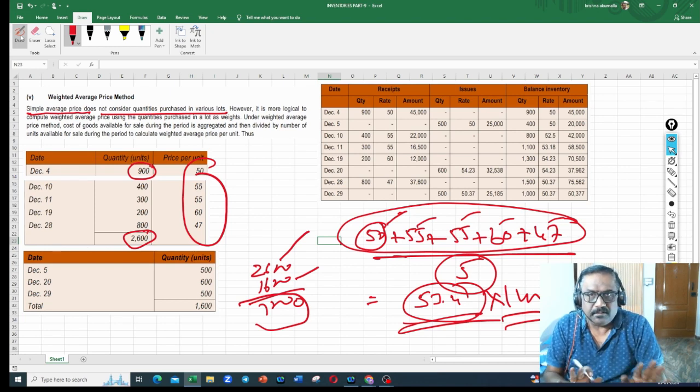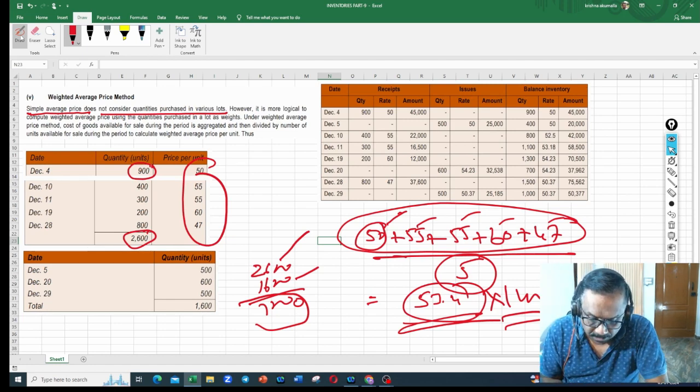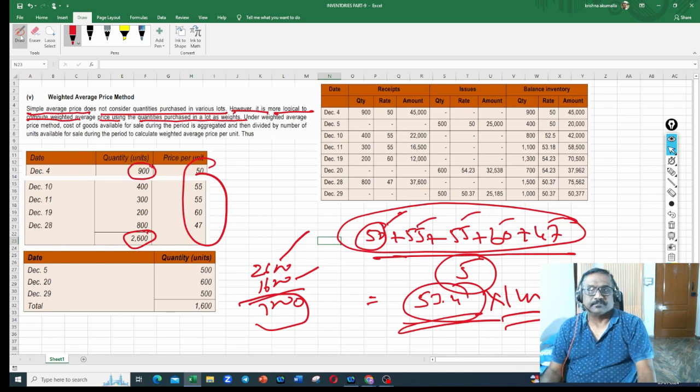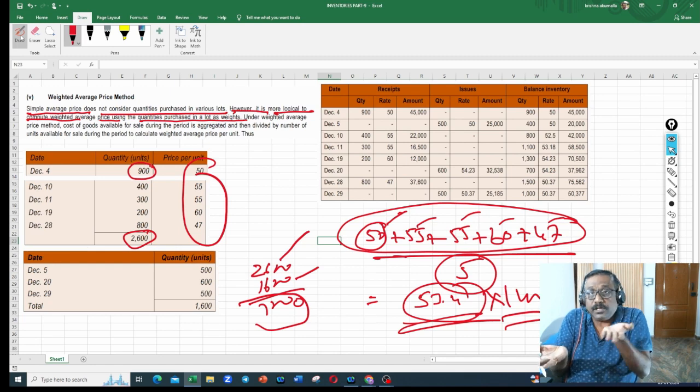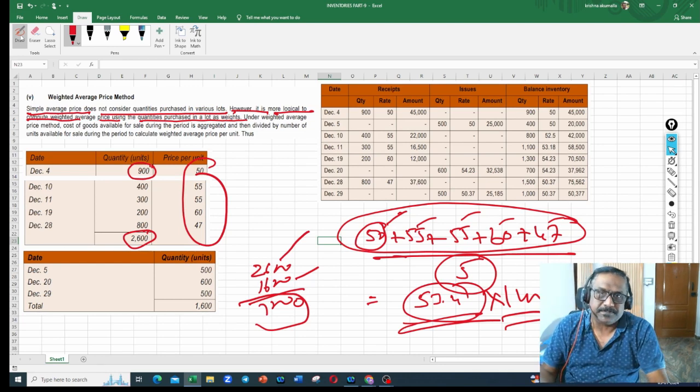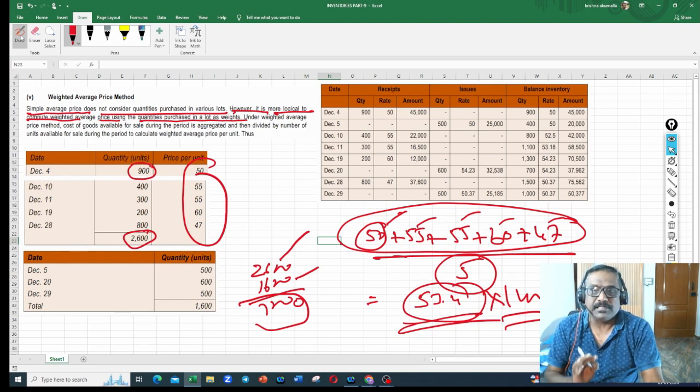So now we are going to add the weights. However, it is more logical to compute the weighted average price using the quantities purchased in a lot as weights. As I said previously, in the weighted average method, we take the price, and along with the price, we also multiply with the quantity. This quantity is the weight. So we take the quantity, multiply it with the price and arrive at the average price. It makes sense logically to multiply with the quantity, and that is the reason the weighted average price is calculated by taking quantity and price together into account, right?